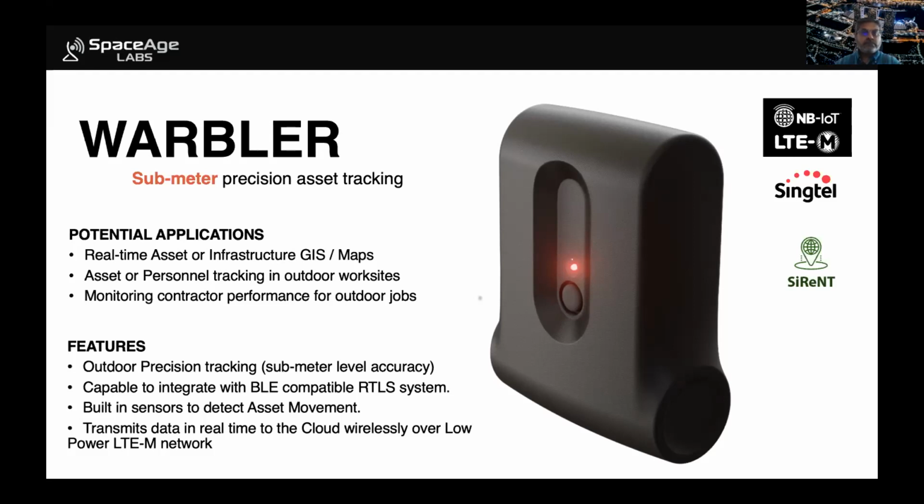So the key features, just to reiterate, very accurate GPS location. It also has Bluetooth inside. It can act like a Bluetooth beacon. So if the asset moves between outdoors and indoors, it can be used for that. It has some 9 or 10 inbuilt sensors, which can be used to build various kinds of logics. And of course, we use LTE-M network to transmit this data back to the system.